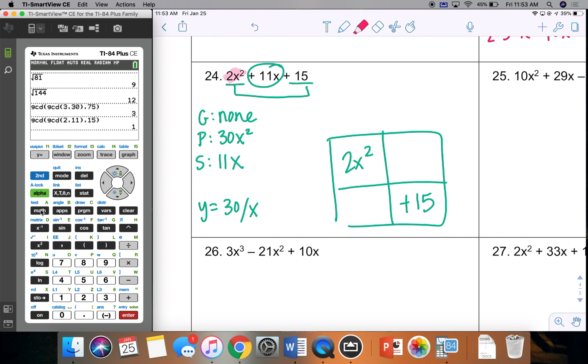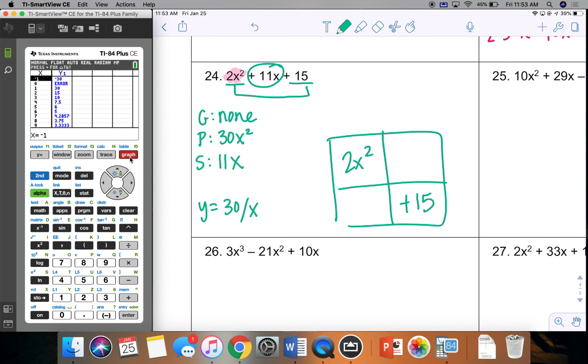Also notice that I do have a number in front of x², so I will definitely need to use the box. So I have 30 divided by x. So I'm going to go to my table and search for the sum of 11. So 1 plus 30 is 31, 2 plus 15 is 17, 3 plus 10 is 13, 5 plus 6 is 11. So I have 5 and 6.